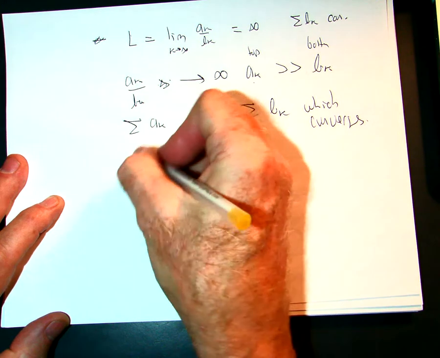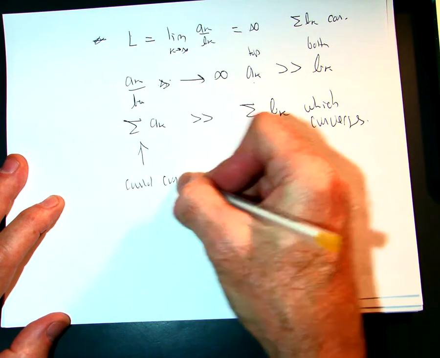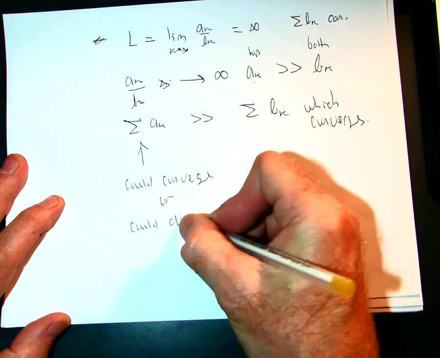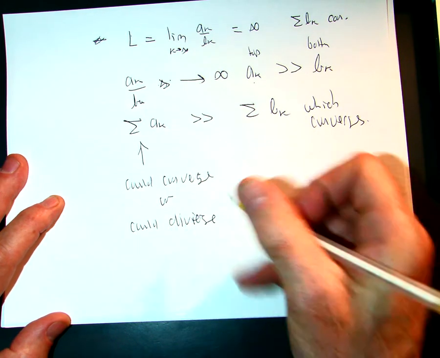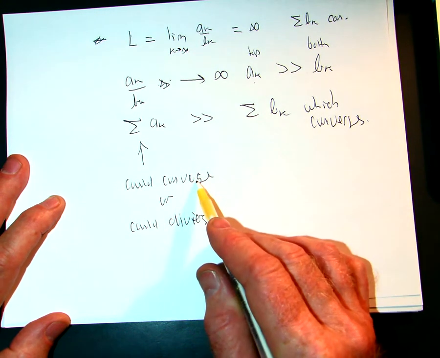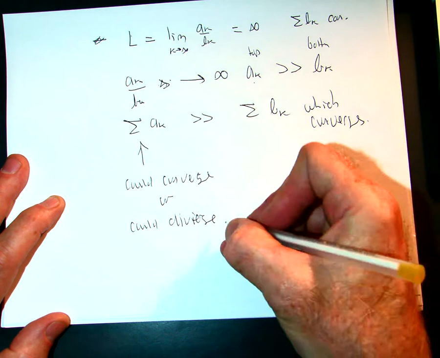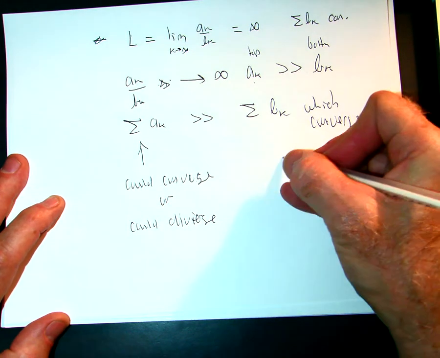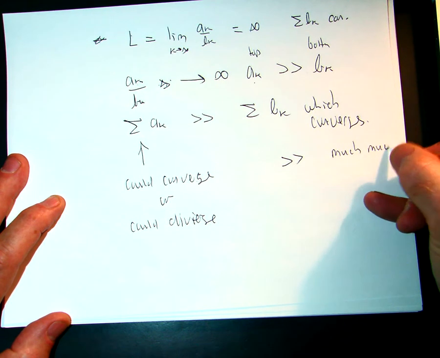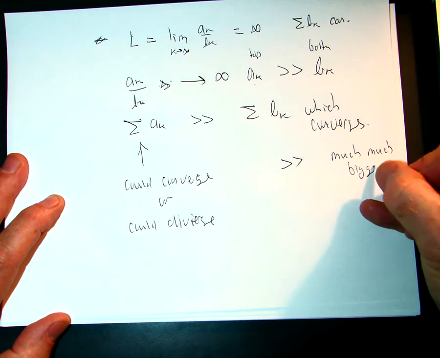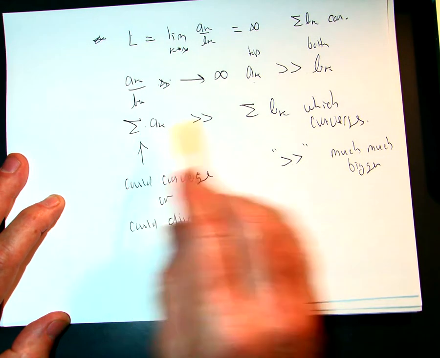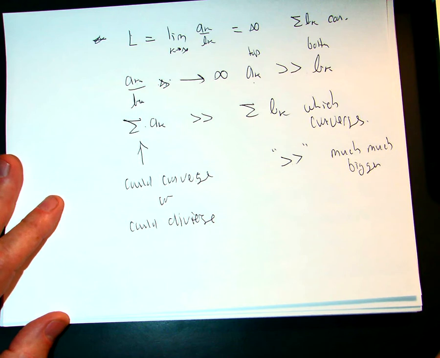Well, this could converge, or it could diverge. Who knows? All we know is it's much, much bigger than a convergent series, and we could have a convergent series which is much, much bigger, or we could have a divergent series which is much, much bigger. By the way, this does actually mean much, much bigger in math. When we use this symbol, it means whatever's on this side is much, much bigger than that side. It's kind of vague.